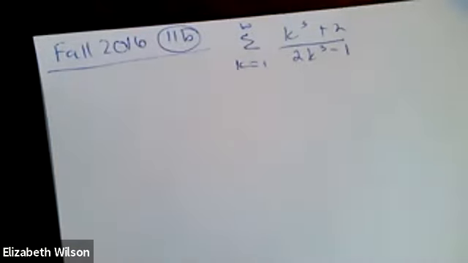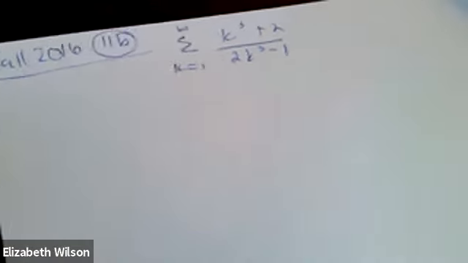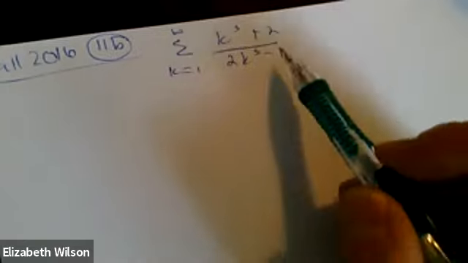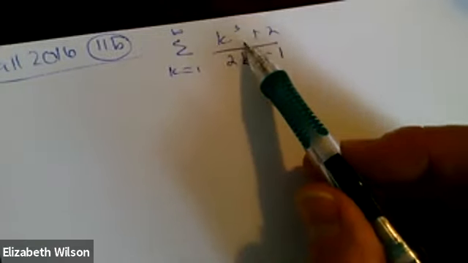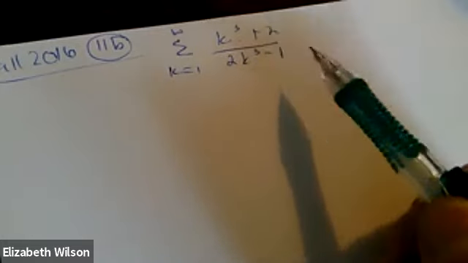Move on to 11B. Let me bring up the question. I'll take a look at it. 11B says we've got the sum from k equals 1 to infinity of k cubed plus 2 all over 2k cubed minus 1. This is a pretty straightforward test here. It's not jumping out at me as any particular type of test. I don't recognize it as geometric. I'm not going to use root. The ratio test is going to be more crazy than I need it to be.